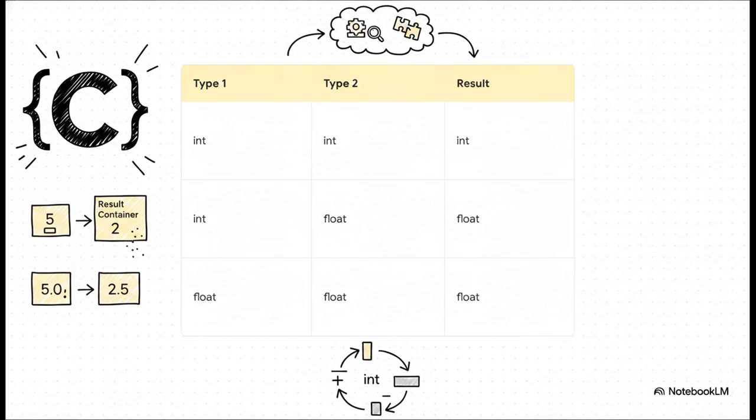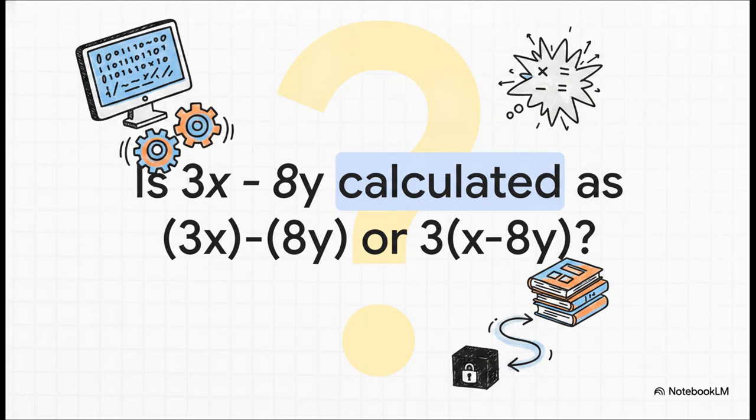If you actually want 2.5, you have to make sure at least one of the numbers is a decimal, or what C calls a float, so something like 5.0 divided by 2. Understanding how values are promoted and demoted like this is absolute key to getting accurate math in your software. Which brings us to a crucial final thought I want to leave you with today.